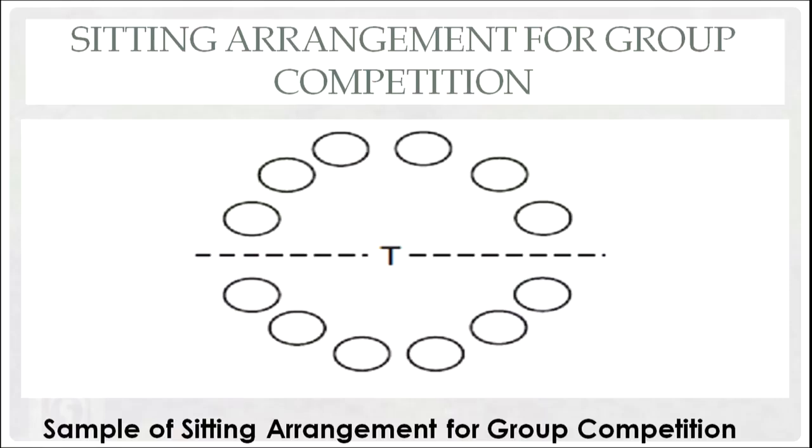Then we talk about the sitting arrangement for a group competition. In this sitting arrangement, you can see that the children are sitting in two semicircles which can denote two teams, and the teacher is sitting in the middle, in the center. And here it is a competition. Generally it can be a quiz; teachers do it within the class when they have done a particular chapter and they want to assess. So a competition is something that we do within the classroom.